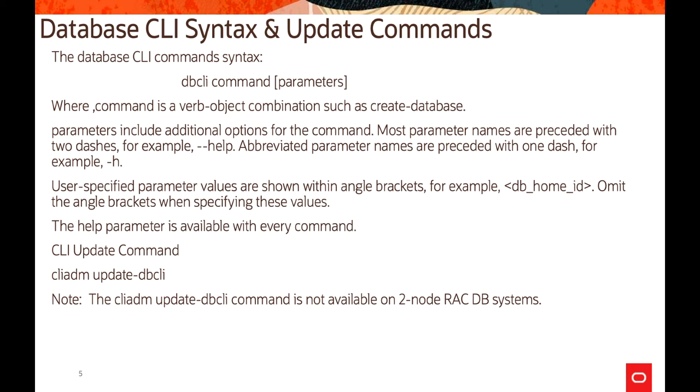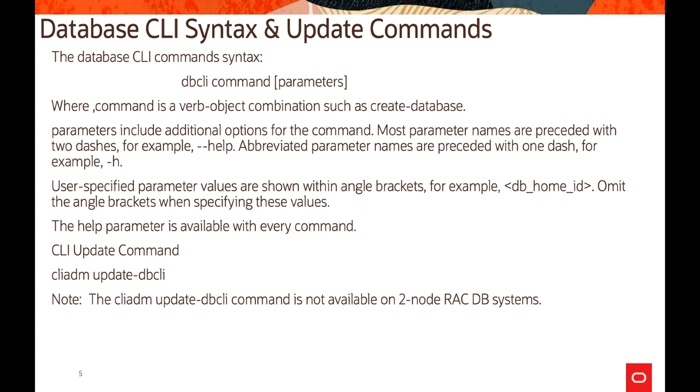So database CLI command syntax can be represented as DBCLI command followed with parameters, where command is a verb object combination such as create database. Another thing you have to keep in mind is user specified parameters are shown within angle brackets. For example, if you want to show DB home ID, in the parameter description you will see it in angle brackets. So you have to omit the angle brackets when specifying these values.